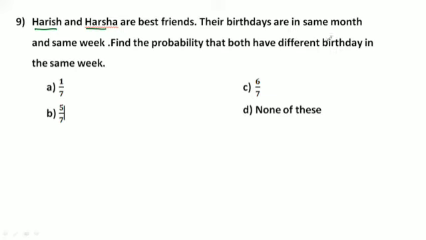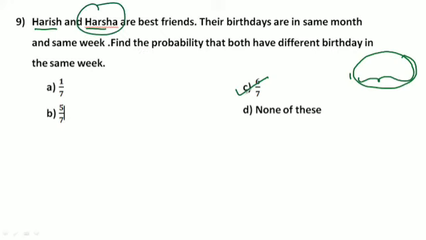Different birthdays in the same week. 6 by 7. Wonderful. 6 by 7. Very good. Children, for example, Harish's birthday is on Monday. Let us assume that. Then the rest of all the days are the possible days of being the birthday of Harsha, isn't it?